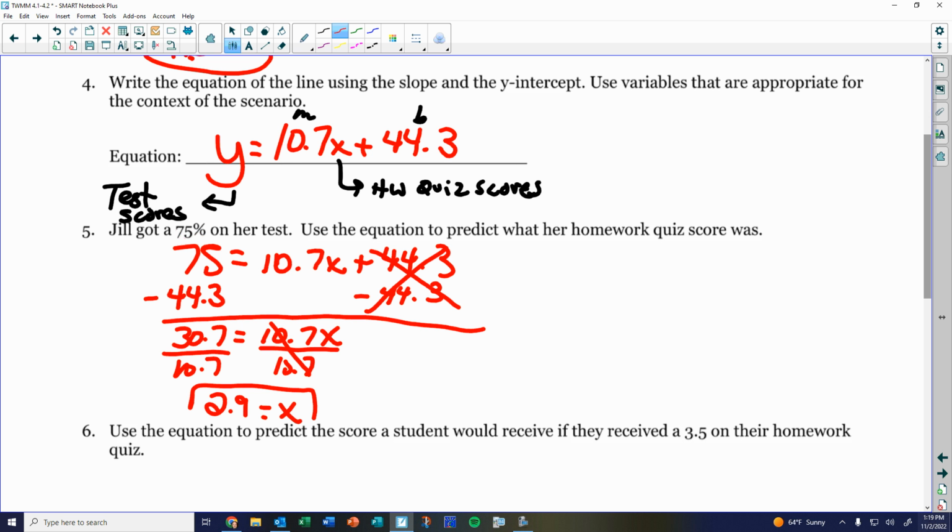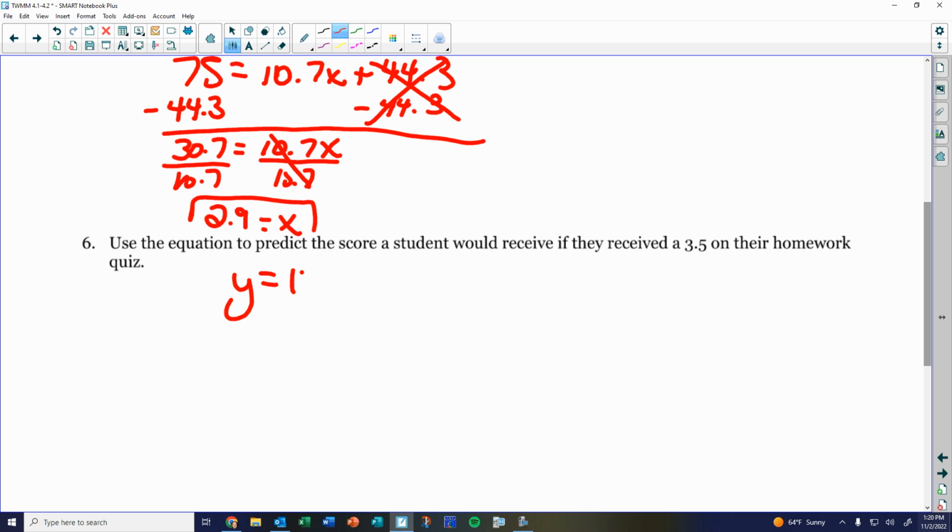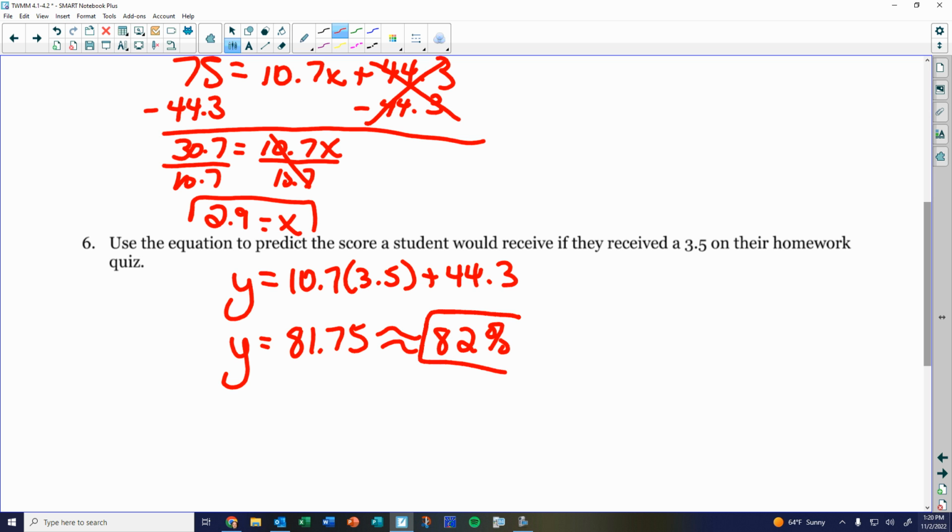Now again, not accurate, but it's a prediction, an estimation. Of course, using the equation, if we got a 3.5 on our homework quiz score, what would our test score be? Well, now we just plug that in for x and solve for y. So y equals 10.7 times 3.5 plus 44.3. That's really easy to put in your calculator. 10.7 times 3.5, it would help if I actually typed in the 1, is 37.45, and if I add 44.3 to that, this is what you get. Since all of our percents were at the nearest whole number on the chart, let's just round that up to about 82%. So you're roughly at an 82% test score if your homework quizzes are about 3.5, whatever that means to the situation.